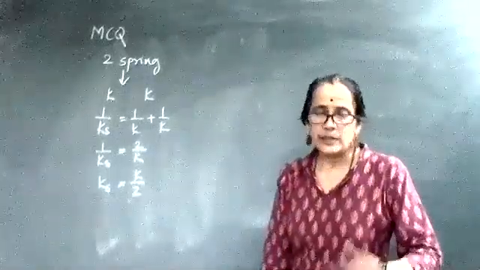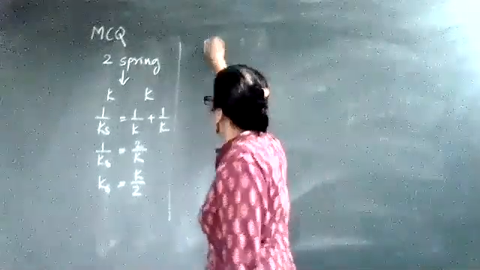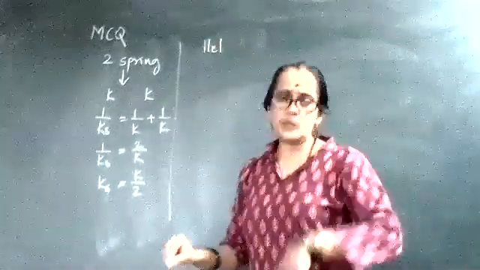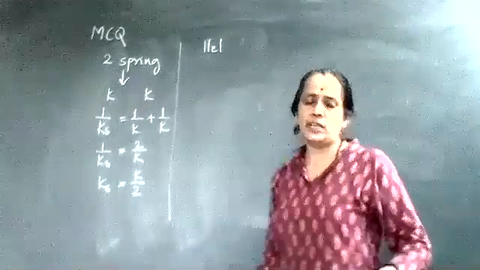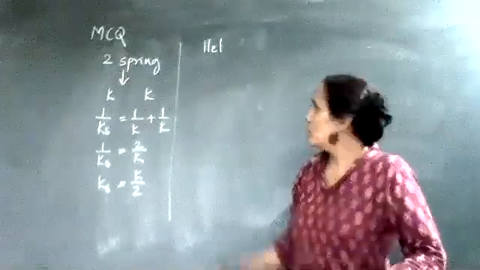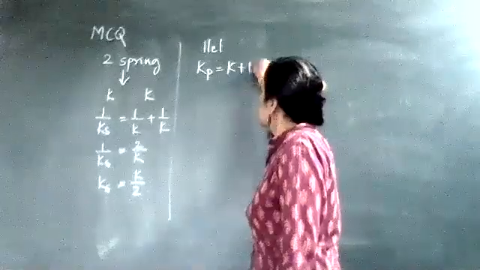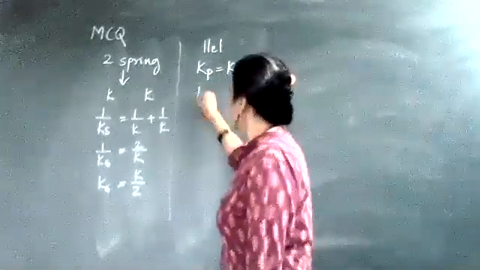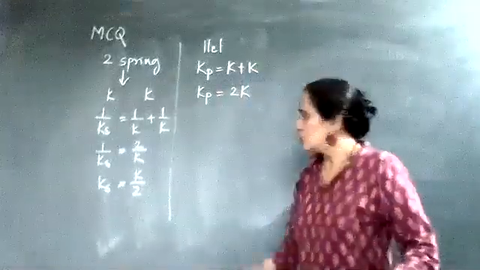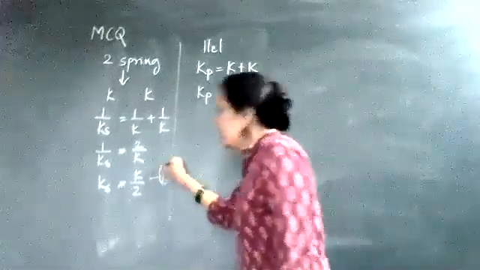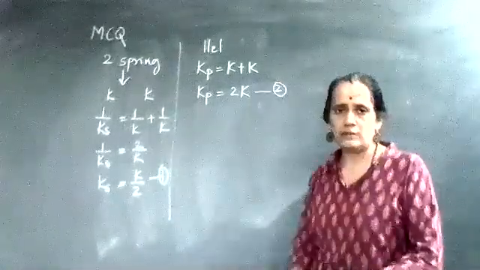Clear? Then they are connected in parallel. Afterward, when two springs having similar spring constant K are connected in parallel, you will get Kp equal to K plus K, which is equal to 2K. So this is my spring constant in series, and this is my spring constant in parallel.